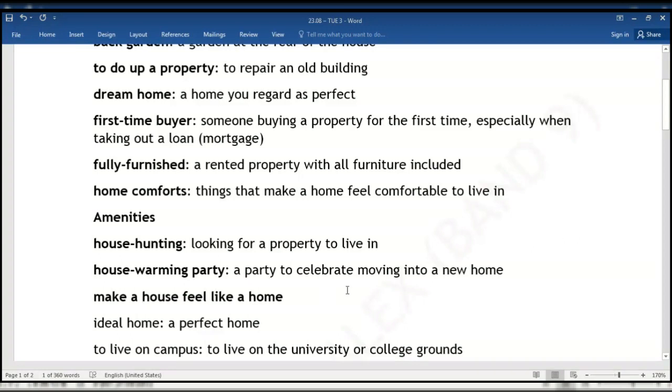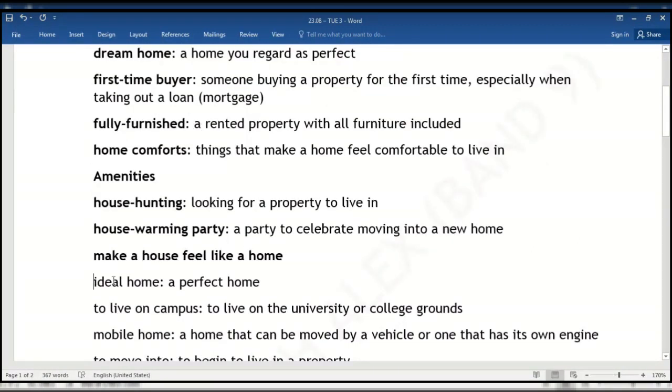Yeah. Let's move on. Next is ideal home. In general, the word ideal can be used for a lot of things, but ideal home is a very good collocation, and it's talking about a house that is perfect in terms of all the amenities and everything. It's comfortable for you specifically. So that's what ideal home means.